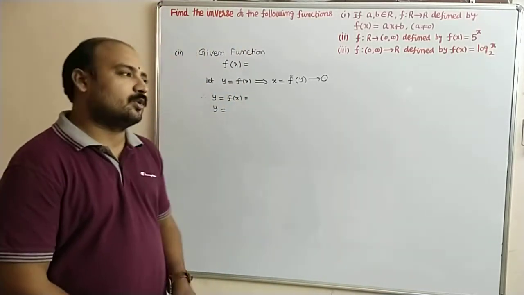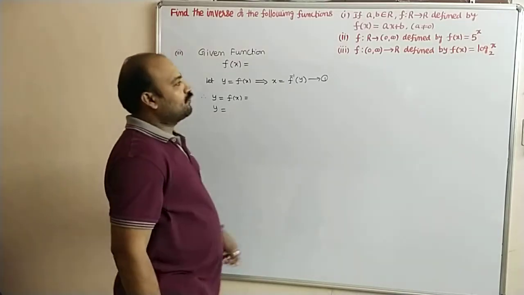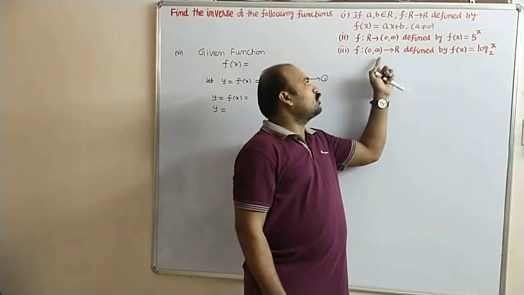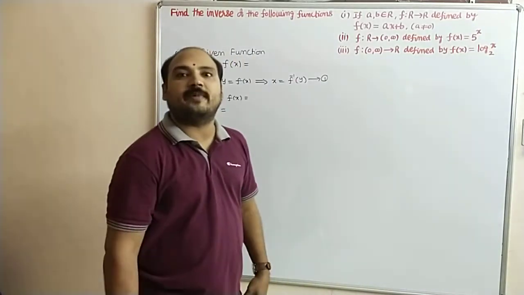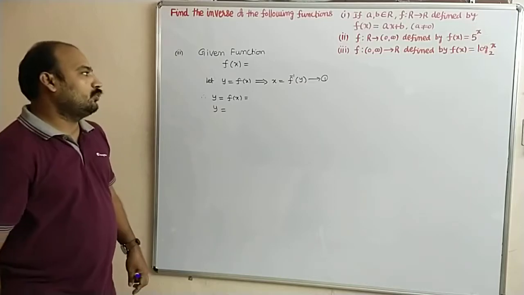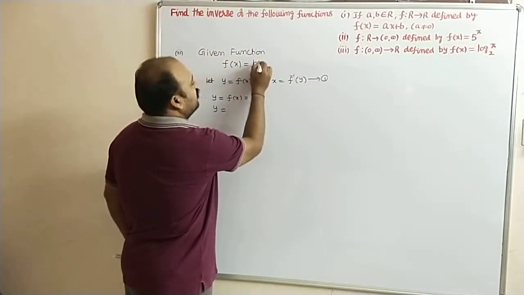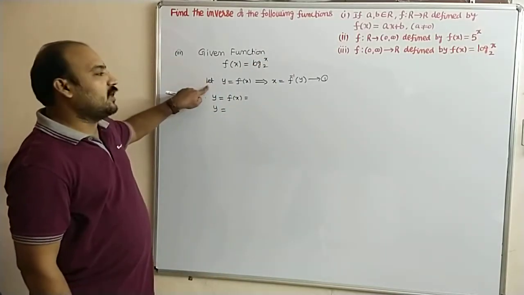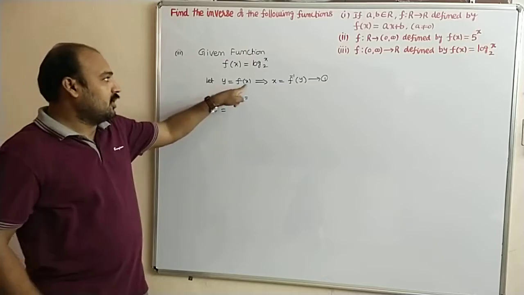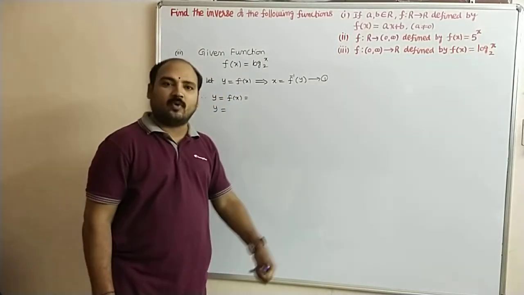The next question, third question. The function is defined from the open interval 0 to infinity to R, which is defined by f of x equal to log x to the base 2. So now, given the function f of x is log x to the base 2, as usual procedure, let y is equal to f of x, that implies x is equal to f inverse of y. Keep this as equation number 1.